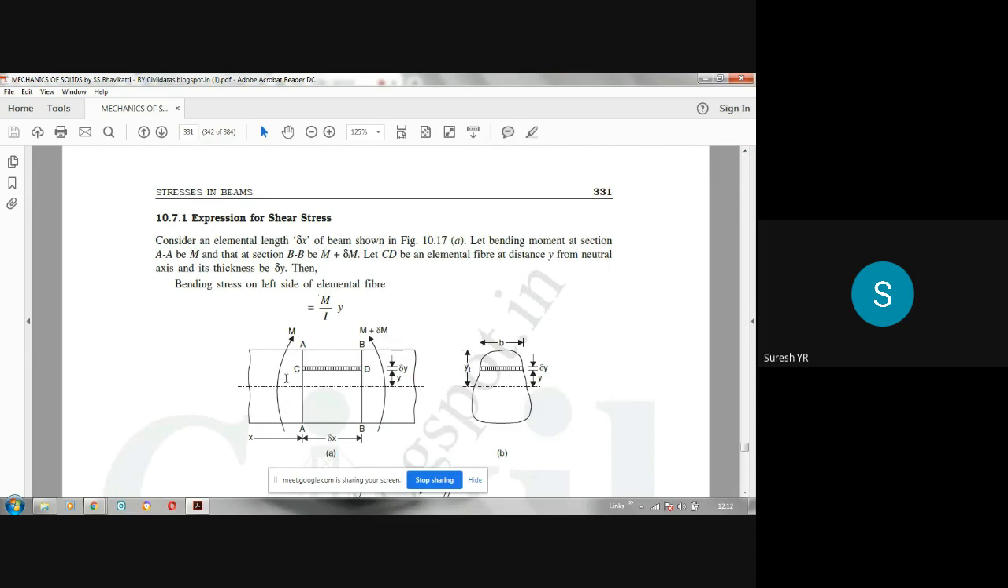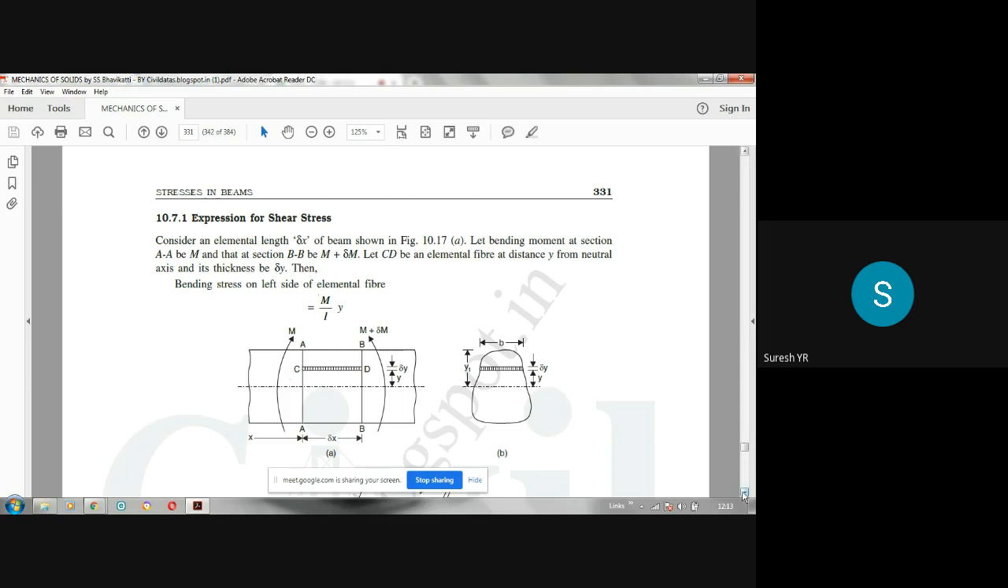Consider an elemental length delta x of the beam shown in the figure. Let the bending moment at section AA be M and at section BB be M plus delta M. Let CD be an elemental fiber. This is the elemental fiber at distance y from the neutral axis and its thickness is delta y. That's what I told. Now let us see how the derivation starts.